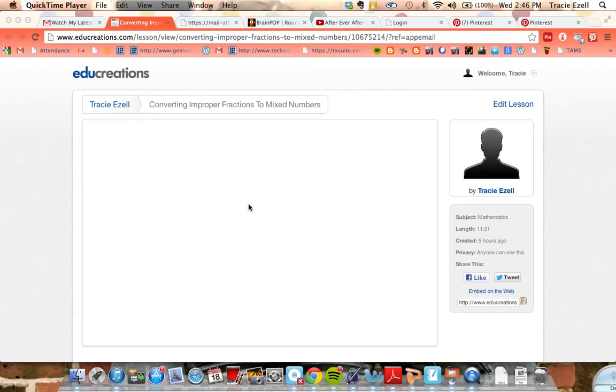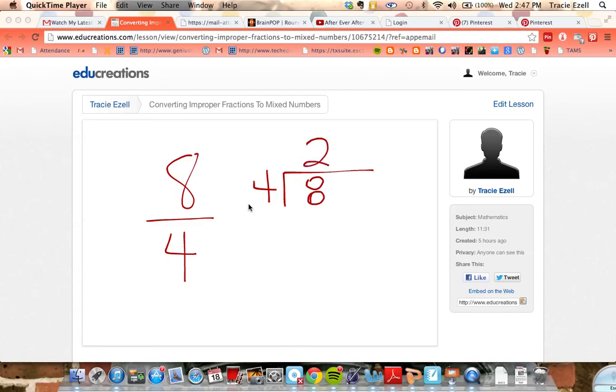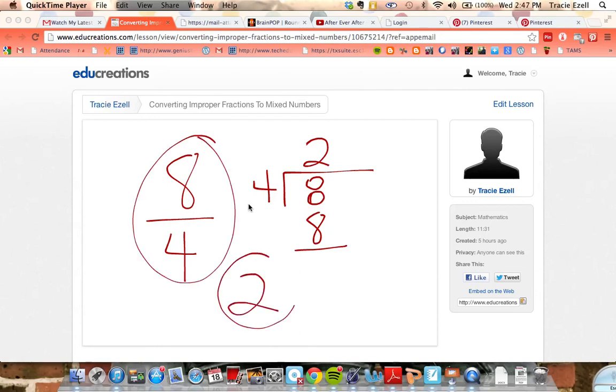Let's do a different one, and this time let's divide it again. I'm choosing kind of easy ones right now. Let's say 8 over 4. I'm going to say how many 4's are there in 8. My top number always goes in the box, on the inside, and the answer would be 2 because 4 times 2 is 8. So 8 fourths is the same thing as saying 2, and you don't have any left over at all.